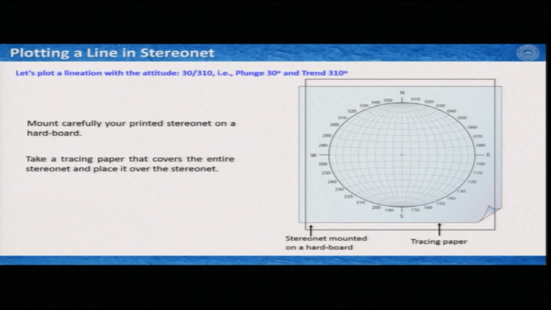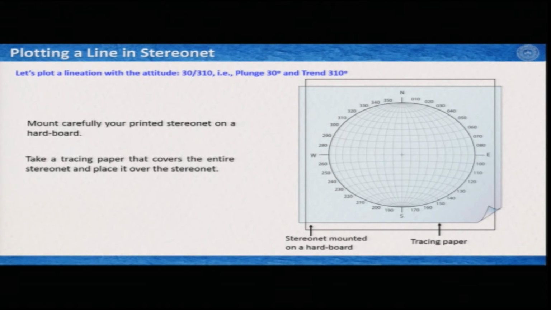All the illustrations are given very clearly with arrows and other features, and for what is being done in all these illustrations, I have given instructions or the steps written on the right side. So, again, the way we understood how the projections are done and the basic concepts of the projections from line, then to plane, and then pole of a plane, we will follow the same sequence, and we first start with plotting a line in the stereonet. So, let us start with a lineation with an attitude 30, 310. That means it has a plunge of 30 degrees and a trend of 310 degrees.